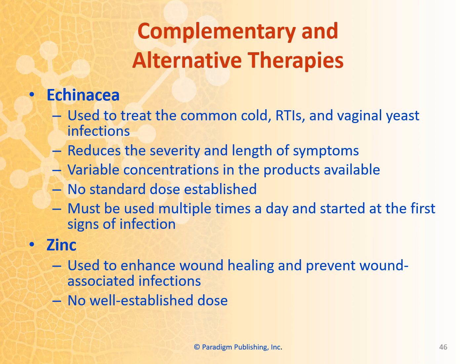There are also complementary and alternative therapies that should be considered. Echinacea actually increases phagocytosis, the process by which the immune cells eat up foreign cells such as bacteria. It also enhances lymphocyte activity. It's used to treat common colds and vaginal yeast infections. It doesn't cure it, but it will reduce the severity and length of the symptoms. This is available over the counter, as well as zinc, which is used to enhance wound healing and prevent wound-associated infections.